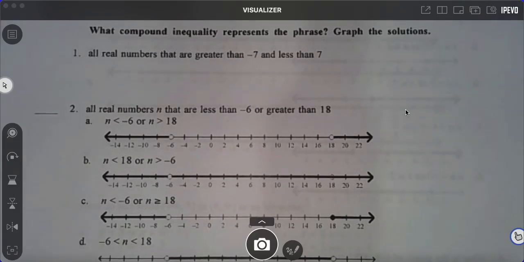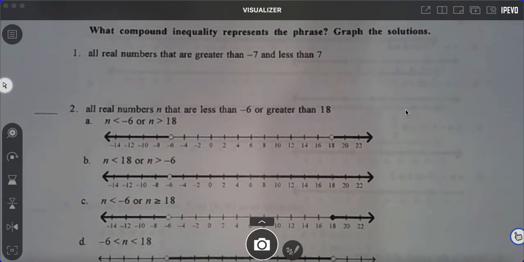Here we go. We're going to go through this together, finish this sheet and the other sheet. This one starts with where we were yesterday, so it's a little bit of review. If you have your other page, you can look at it. All real numbers that are greater than -7 and less than 7.